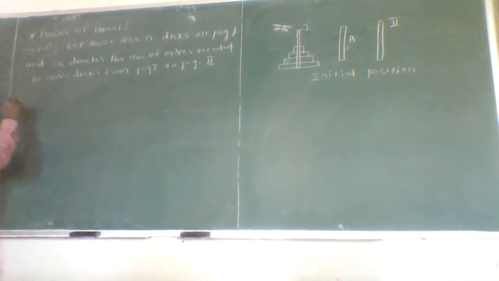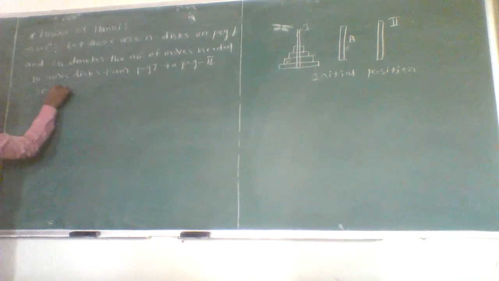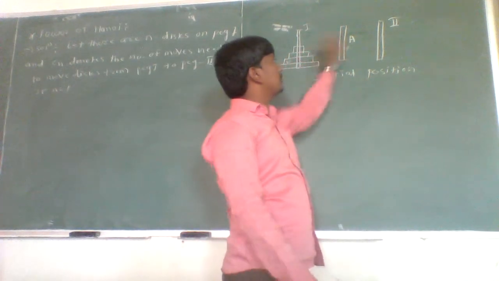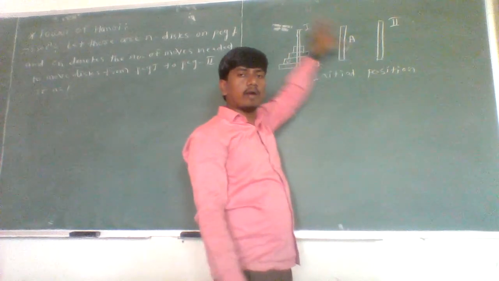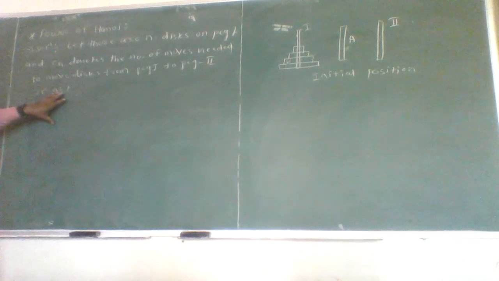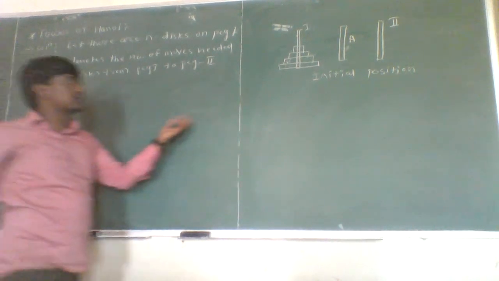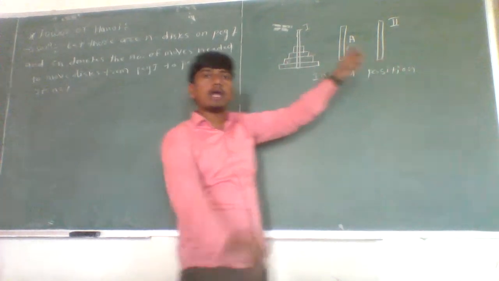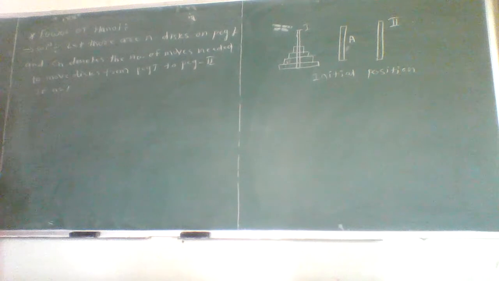Now, if n is equal to 1, that is, there is only one disc, then we can simply take this disc from this peg to that peg, and we get the required solution of the given Tower of Hanoi. That is, if n equals 1, then we can simply transfer that one disc from peg 1 to peg 2.